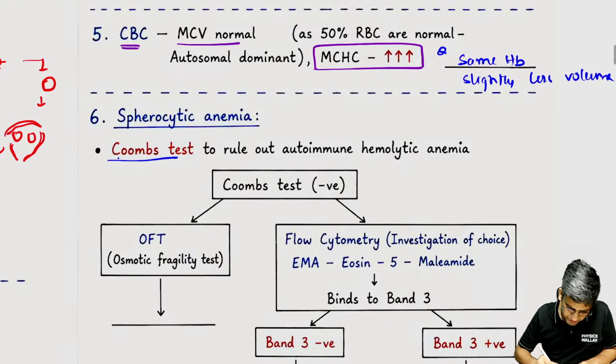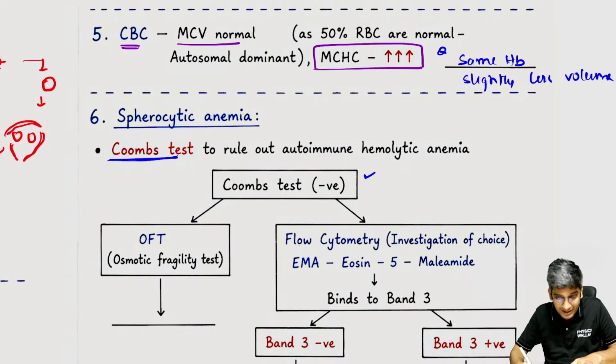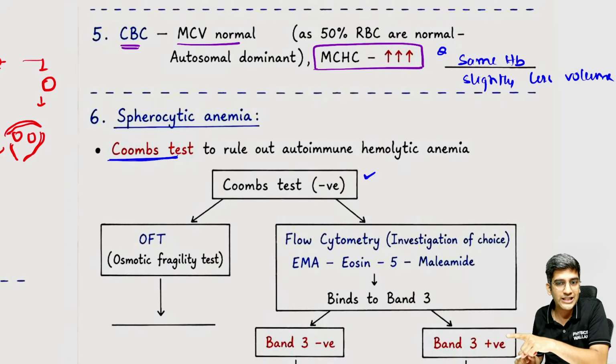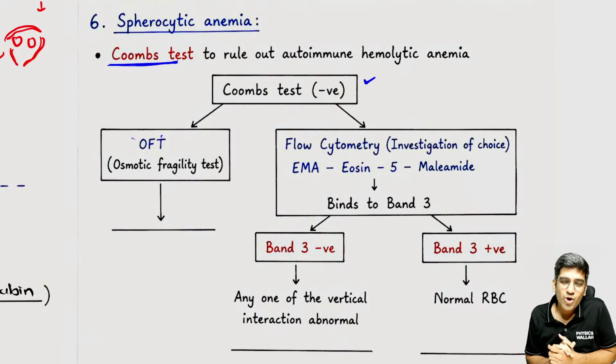First thing I have to do: whenever you see a spherocytic anemia, do a Coombs test to rule it out. If Coombs is negative, only then I think of HS. Otherwise, I don't think of HS. So I do an osmotic fragility test. I am not a fan of the osmotic fragility test, you know that.